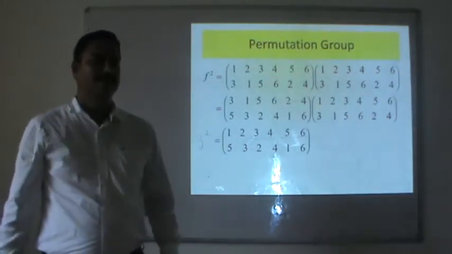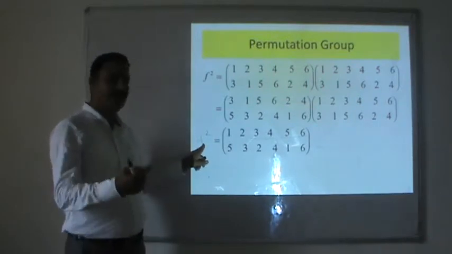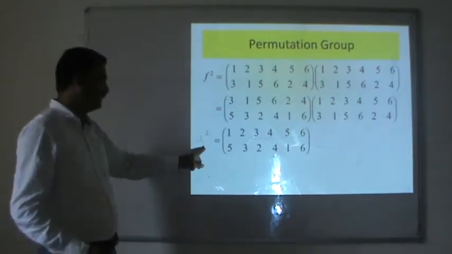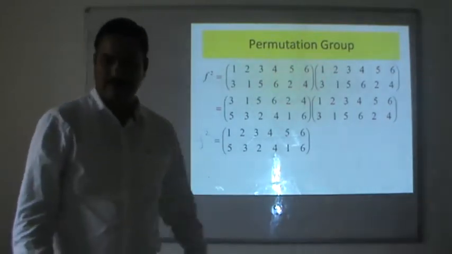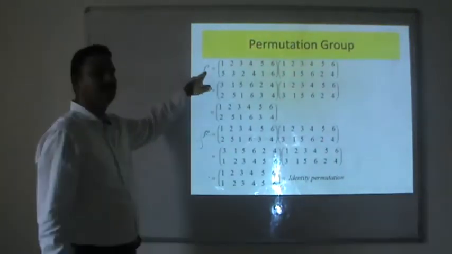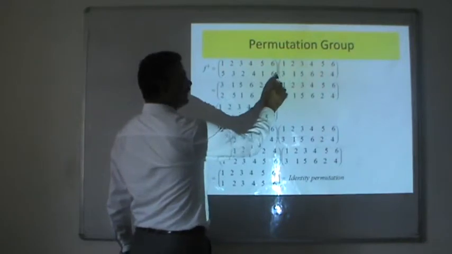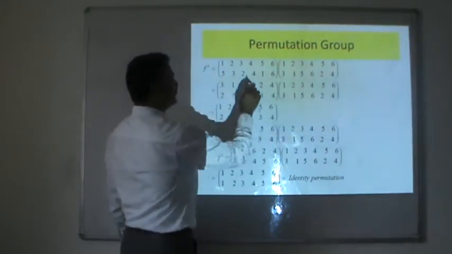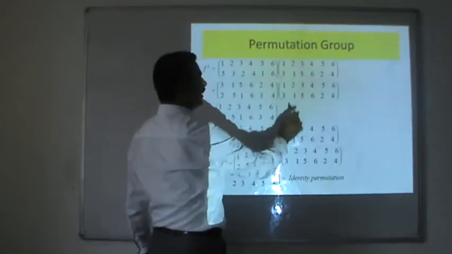Now we find the power of F which gives us an identity permutation. Repeatedly we multiply one more time with F on the left hand side as well as on the right hand side. So we just multiply with F one more time. So the left hand side becomes F cube, and on the right hand side, this is our F square value which we obtained previously, and we multiply again with F.